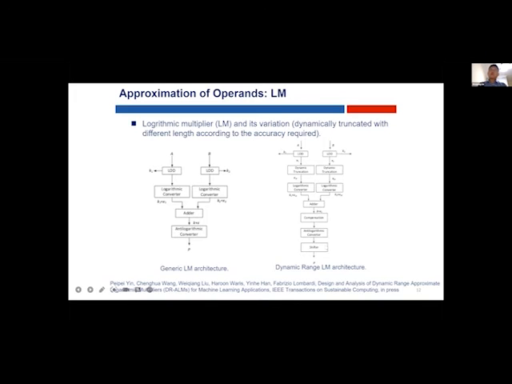Another way to do the approximate operand is to use the logarithm multiplier, which changes A cross B to log A plus log B. In this way, we can just use an adder rather than a multiplication. However, we also need to do the leading one detection first, and then the logarithm converters. Then we can use the adder and do the anti-logarithm converter. Also we can do some further optimization to have this dynamic range. We can do some dynamic truncation to get a better design, and after the addition, we can do some error compensation for better accuracy.